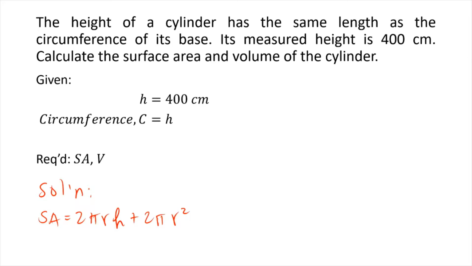However, we can solve for the radius using this relationship, that the circumference is equal to the height. We know that the circumference of a circle is equal to 2 pi r. Since the circumference is equal to the height, and the height is equal to 400 centimeters, we can plug in 400 equal to 2 pi r. So solving for the radius, we get 200 over pi.